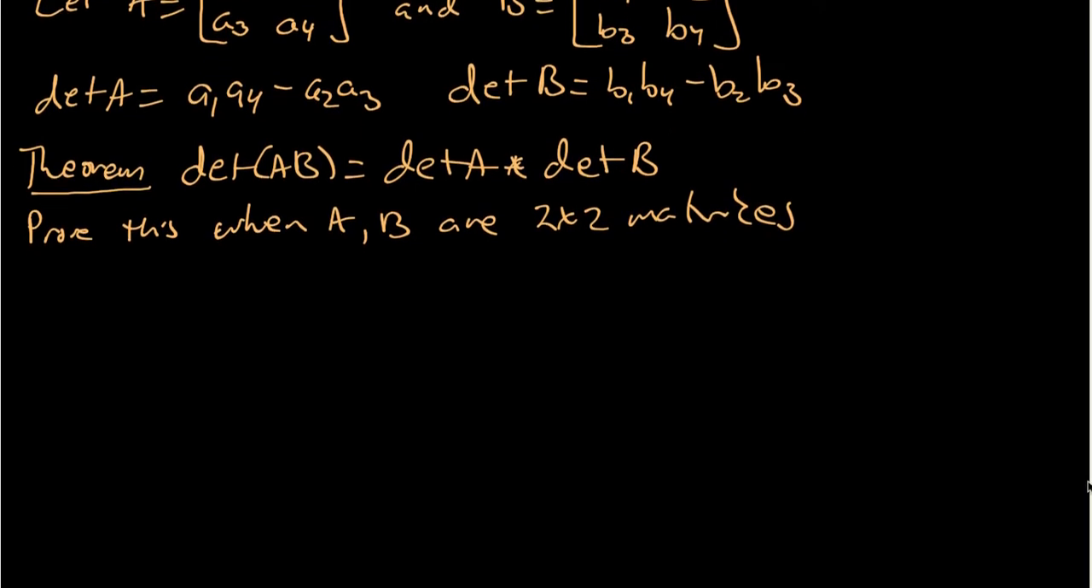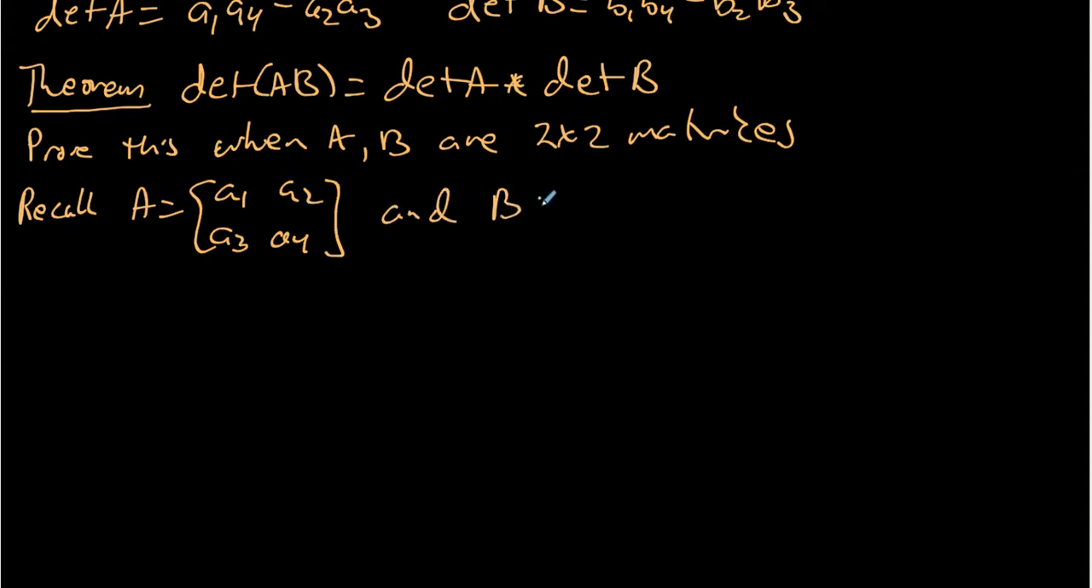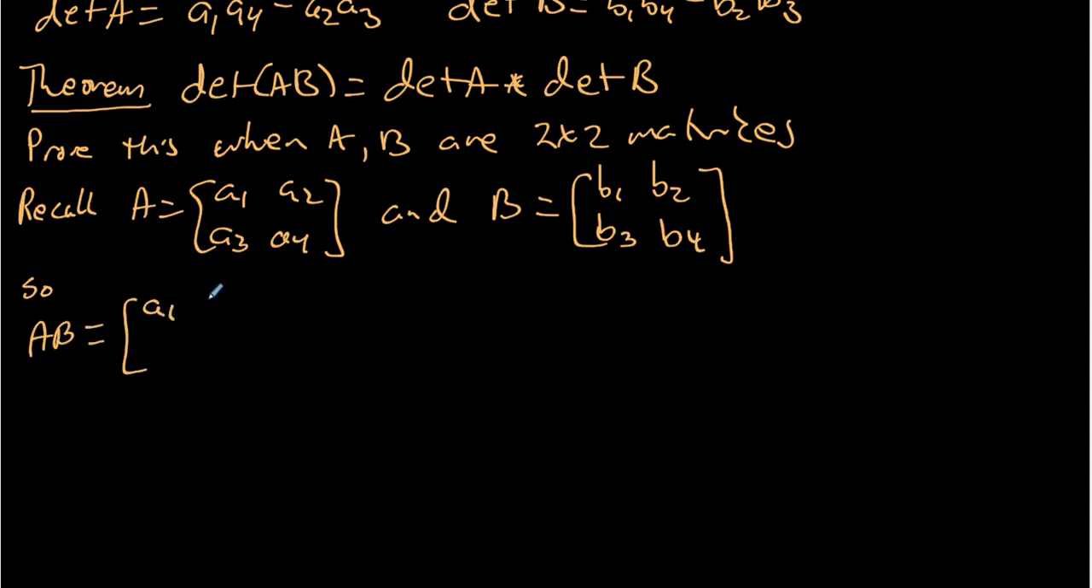So what I want to do is start my proof with, again, we're going to let A be this matrix, and B be this matrix. And we're going to compute the product matrix, and then we're going to compute the determinant of the product matrix. So when we look at the product A times B, we're looking at the matrix A1, A2, A3, A4 times the matrix B1, B2, B3, B4.